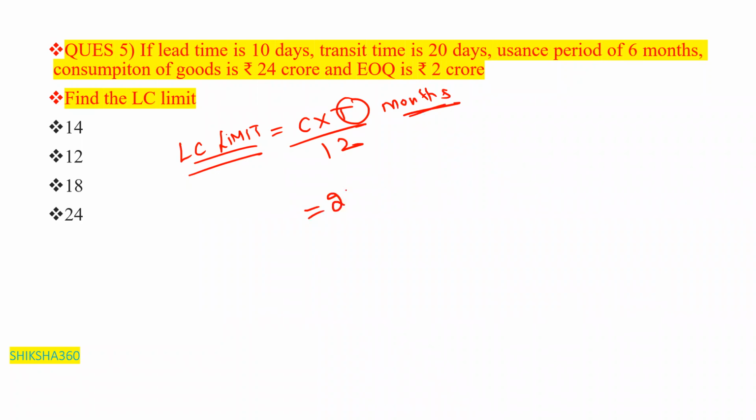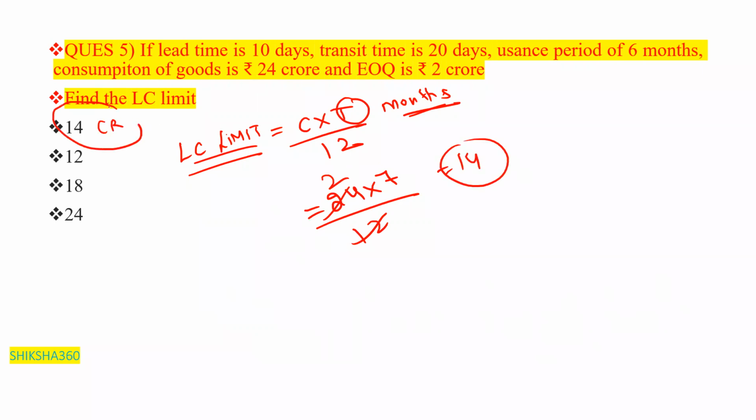So 24 into 7 upon 12, that is 14. So the LC limit is 14 crore.